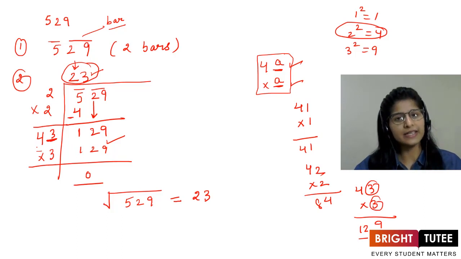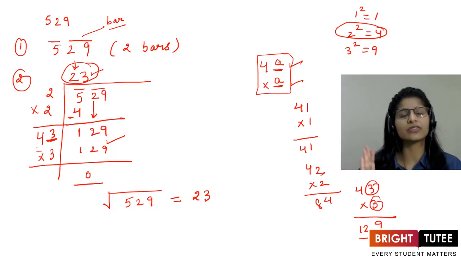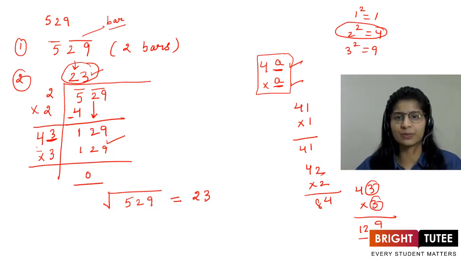Listen carefully. First thing, you are going to start placing the bars over two digits from the rightmost side. That means from the ones digit, the units place. So here from 9 and 2 we placed one bar, then we were left with only 1. So over that digit we have placed one bar. So we have 2 bars. Now we are going to find out the square root using long division. So first of all, you are going to deal with 5.